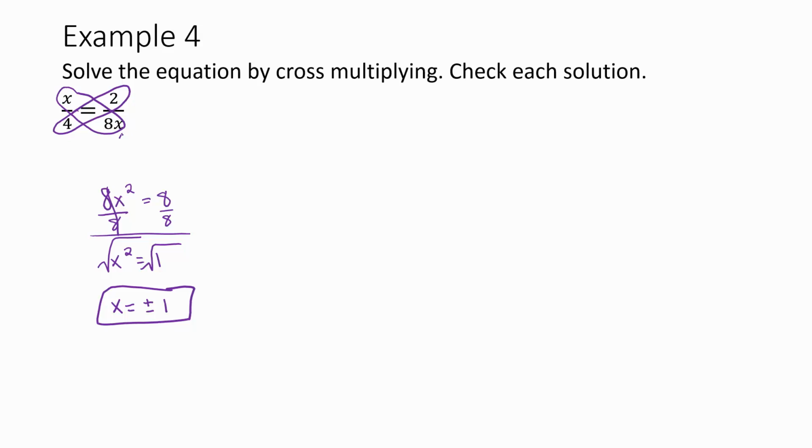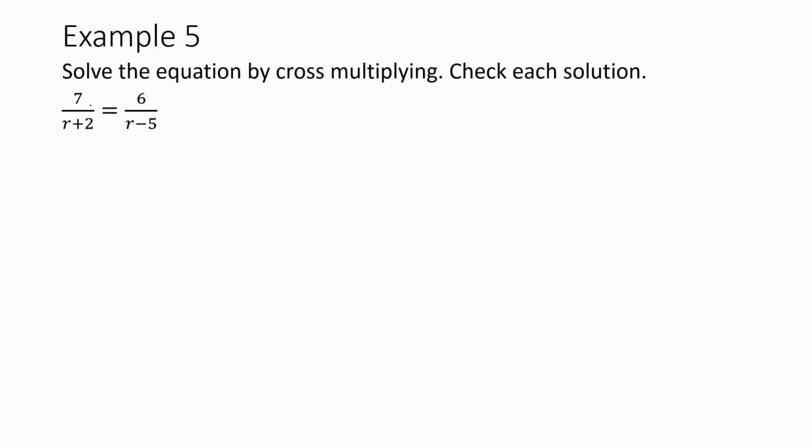When I plug those back in right here for this x, I would get a positive 8 and a negative 8, and that's not 0, so both of these are answers to our equation. That was pretty simple. It can get more complicated with cross multiplying, although it shouldn't be that complicated. I mean, I guess they could give us some really complicated fractions, but we just need to cross multiply.